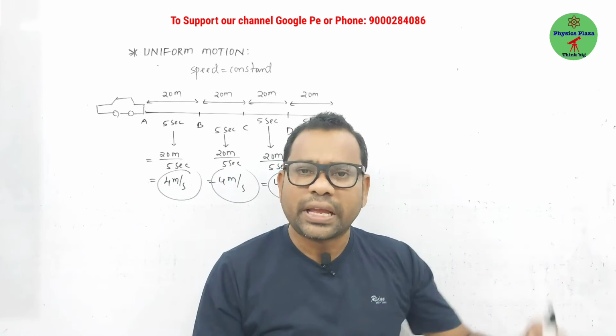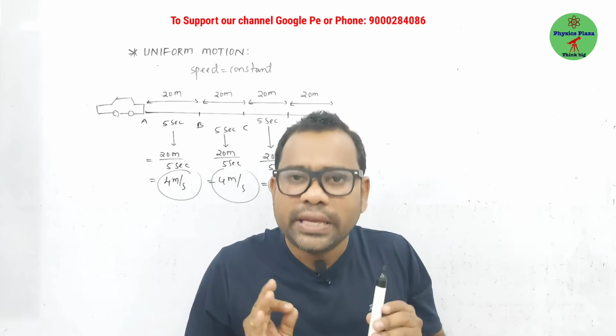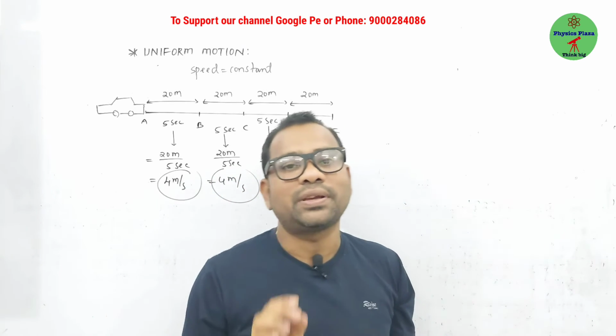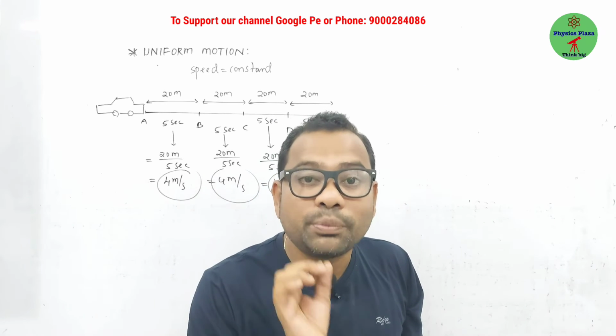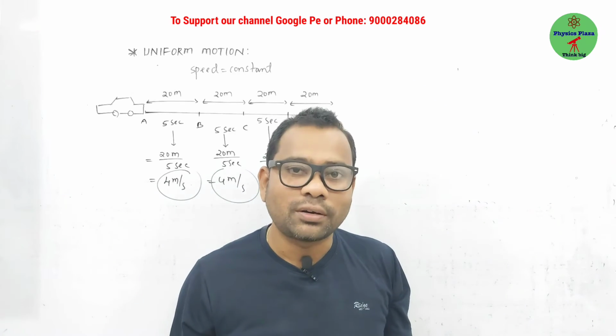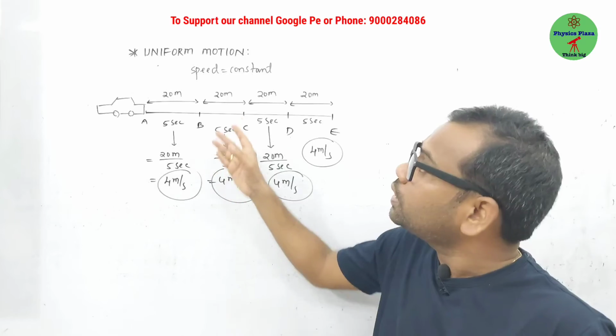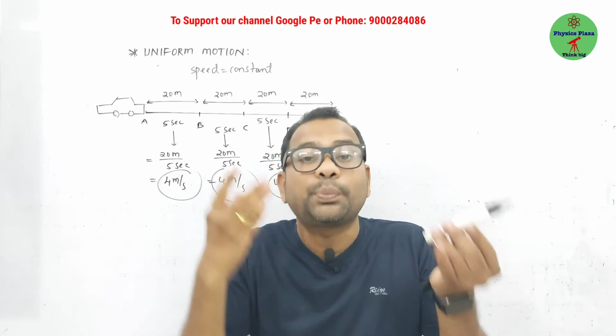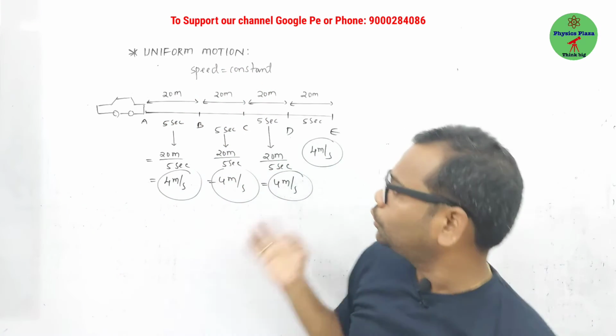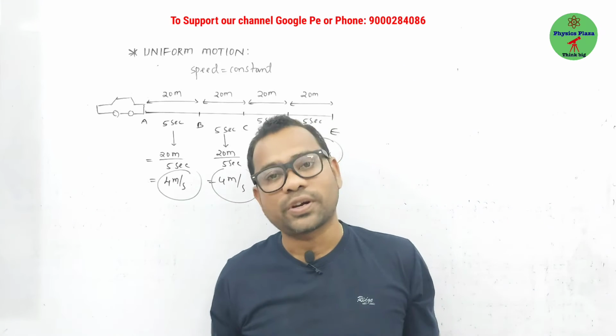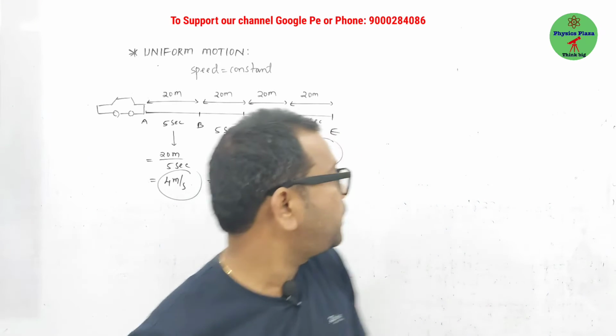If any object or any vehicle is covering equal distances in equal intervals of time, then that particular body is said to be in uniform motion, or you can say the particular body is going with a uniform speed, because speed remains constant throughout the journey. Speed remains constant. Clear? Fine.